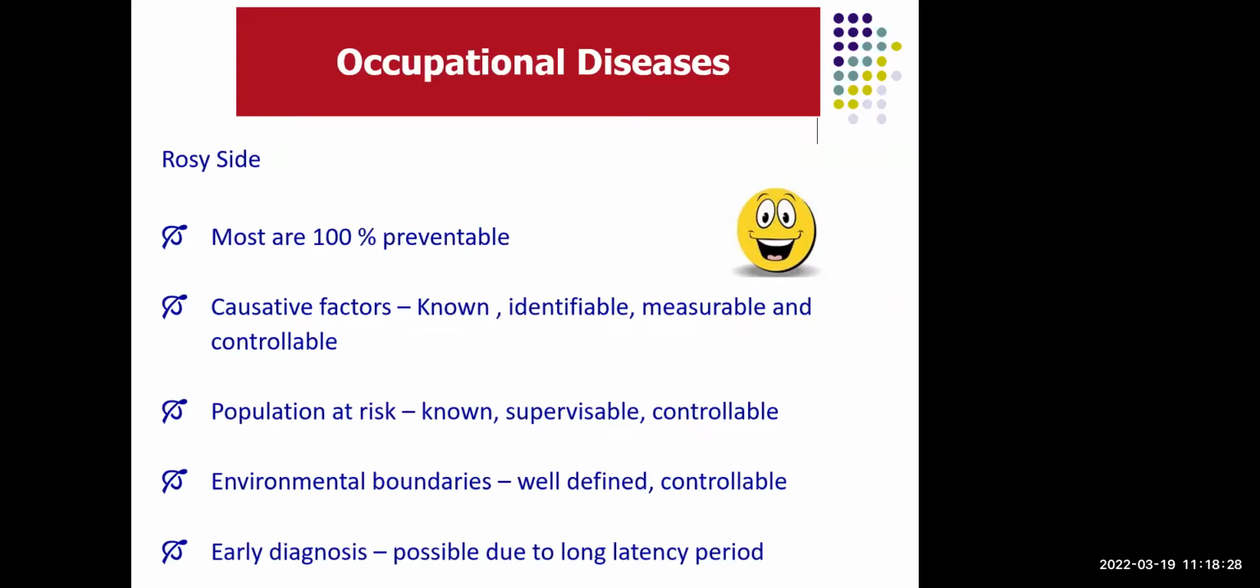And early diagnosis is possible because of the long latency period. That means it takes years and years for occupational diseases to develop, unless, of course, the chemical is in a very high concentration. So that is the advantage. Let us look at the positive side also: it is totally a preventable condition.